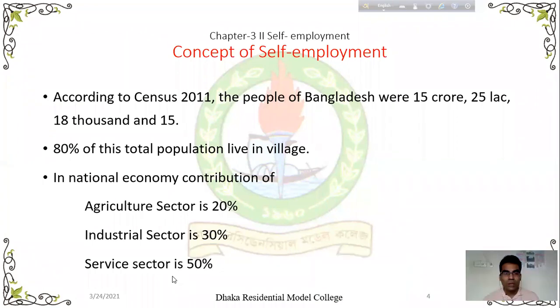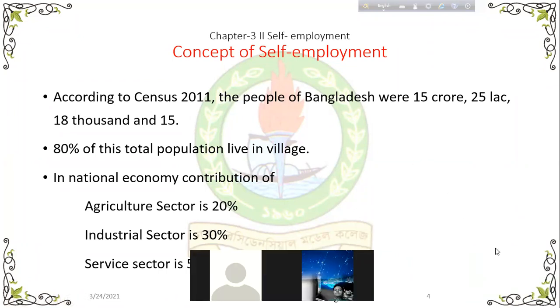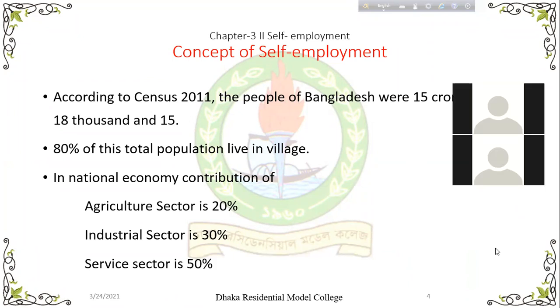What are the sectors of production? Can anyone tell? Sadat, can you tell what are the sectors of production? Okay, I have no idea, sir. You have no idea. Can you see the screen of my laptop? Yes, sir. It says agricultural sector, industrial sector, and service sector. Yes, agriculture, industrial, service.